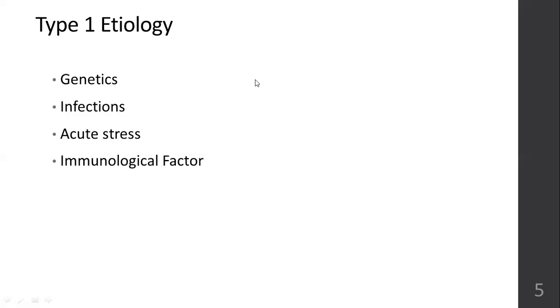Then immunological factor. This is a reason that can only apply to type 1 diabetes. That is an autoimmune disease. If your immunity is attacking your pancreatic cells, it is an autoimmune disease, and that becomes type 1 diabetes.